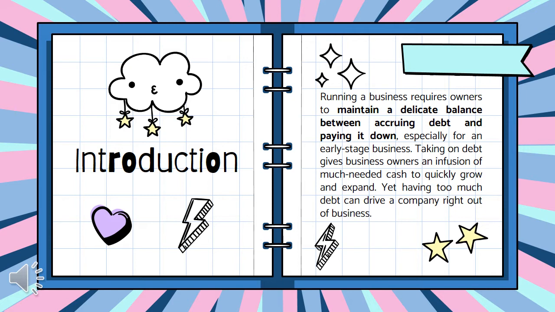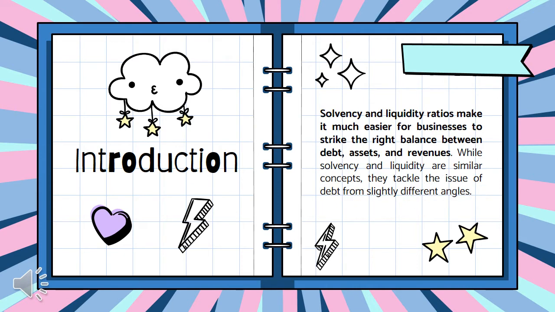As organizations grow, they accrue debt. An efficiently run business is capable of managing that debt, minimizing the risk to that organization. That is why it is important to balance and manage solvency and liquidity. Solvency and liquidity ratios make it much easier for businesses to strike the right balance between debt, assets, and revenues. While solvency and liquidity are similar concepts, they tackle the issue of debt from slightly different angles.